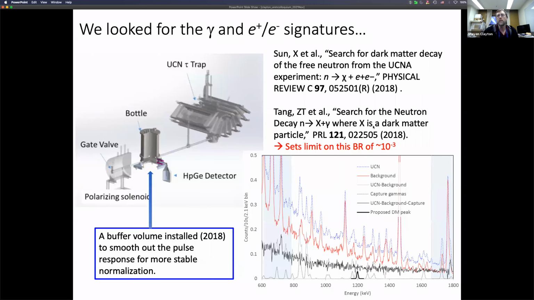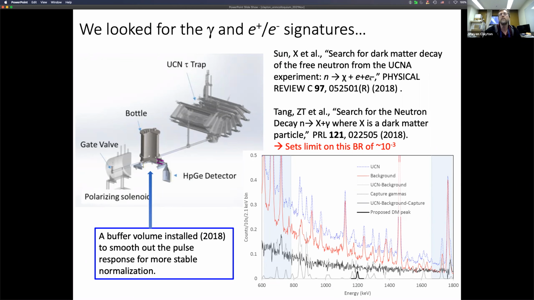Basically, this set a limit on the branching ratio of 10 to the minus 3. So not actually less than that, 10 to the minus 4, I think. So basically, we didn't see the signature. If you put a conjecture, a proposed dark matter peak anywhere, we didn't see enough. We were able to account for all of these other peaks as expected background events in this window. So at least at the 100% level, that's not what we would see.